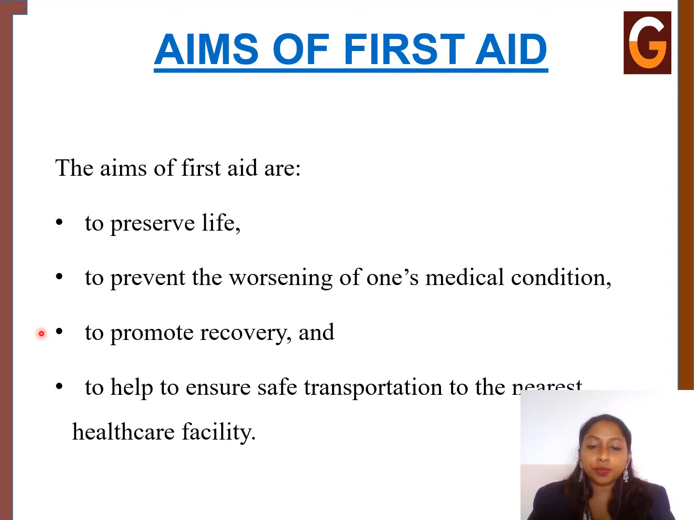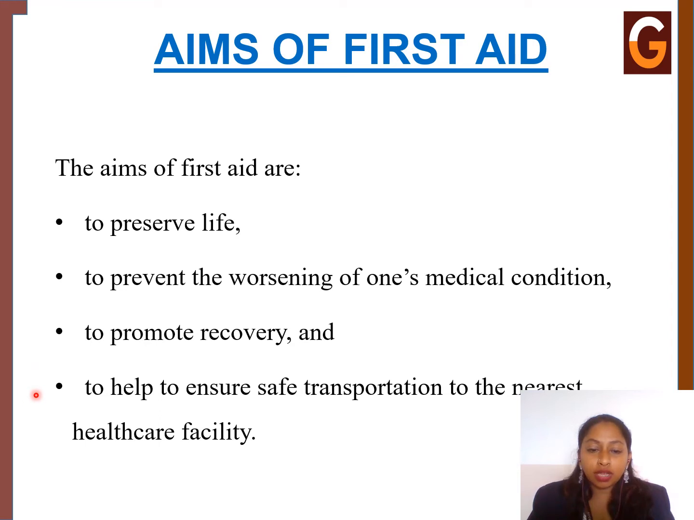The third point is to promote the recovery. It really depends upon the first line of treatment which we are giving to the patient or the victim. So you as a first aider, when you give the first and appropriate treatment to that particular victim, you are promoting their recovery. So this is a very important point and aim of the first aid.